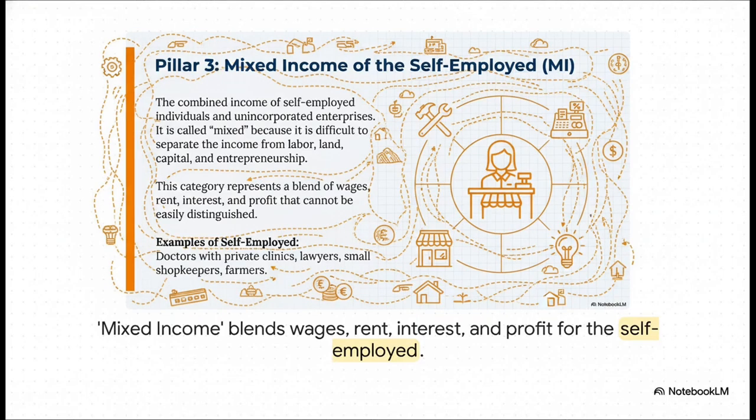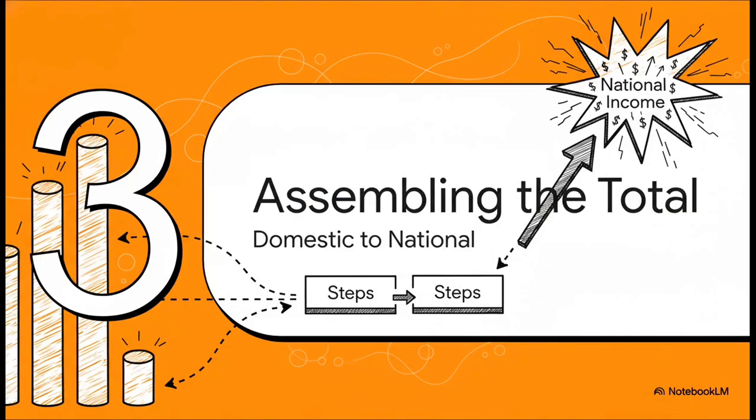So, why do they call it mixed? Well, think about a doctor with her own practice or a guy who runs a small shop. Their income is a jumble of everything we just talked about, right? It's part wage for their labor, part rent for their office, part interest on their equipment, and part profit for being an entrepreneur. Since it's nearly impossible to pick those apart, economists just bundle it all together into this one mixed income category. Okay, we've got our three pillars.